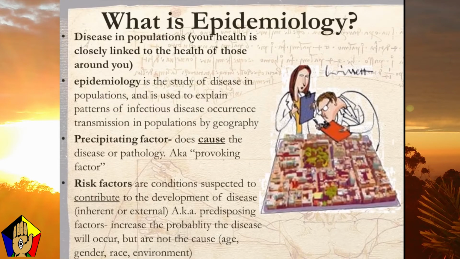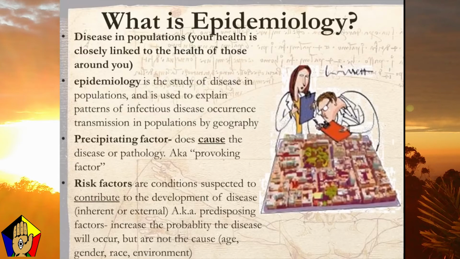Right, and then epidemiology. So epidemiology is the study of disease in populations and how it moves across the population. And when you're looking at this, there are a couple of factors they look at. One's called precipitating factors, another is risk factors. So we don't just study who has a disease, where it went all the time. We also look at who has the ability to have the disease and carry the disease. So a precipitating factor is something that causes the disease or the pathology. So we also call it the provoking factor. Whereas risk factors are things that are contributing to the disease.